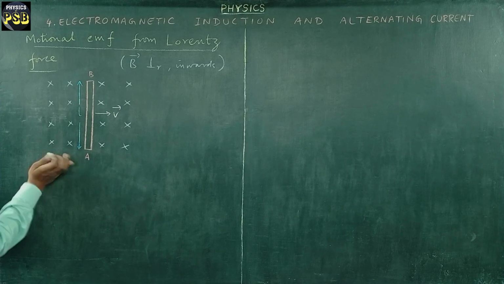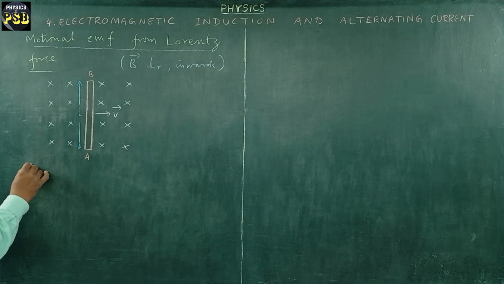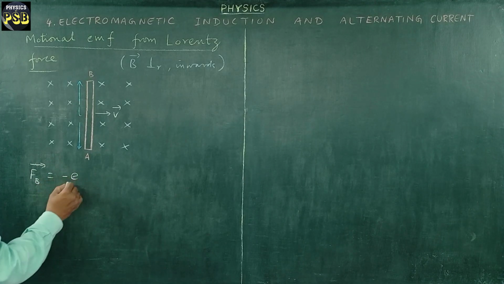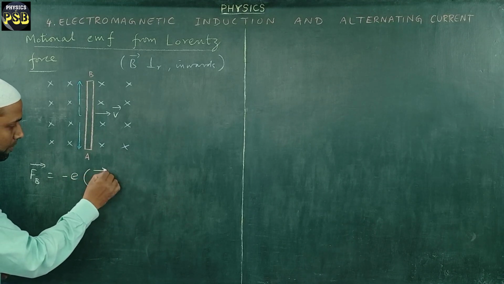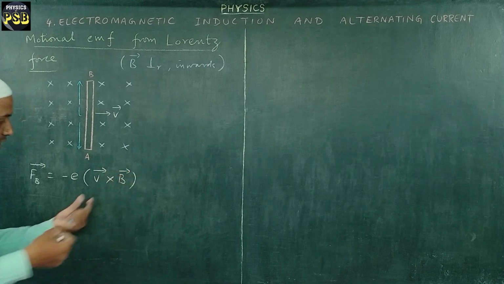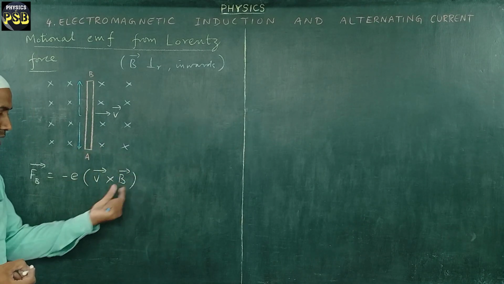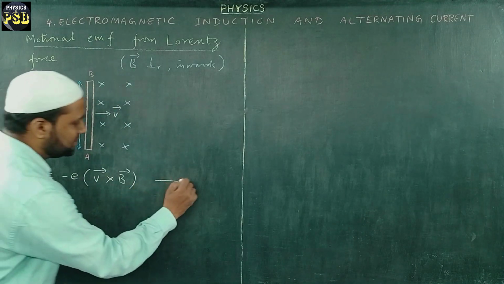Now, the Lorentz force experienced by these free electrons is represented as F_B vector, which is equal to the product of minus e, which is the charge of the electron, multiplied with the cross product of V vector and B vector. Here V stands for the velocity with which the rod moves, and B is the magnetic field. I take this as equation number 1.